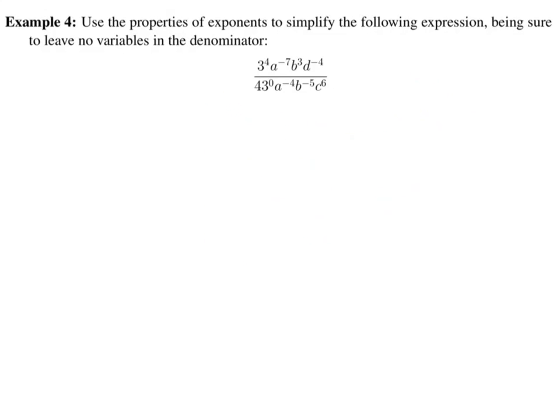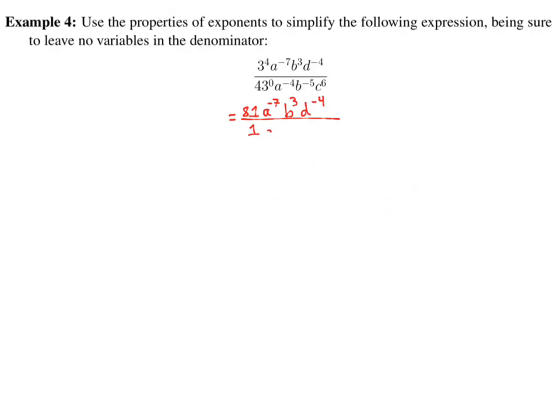Oh, look at this. This is exciting because check this out. You got 3 to the 4th, and you got all its a's and b's and, I guess, d's up top. You got 43 to the 0th power. That's not a lot of 43s. Okay, so up top, 3 to the 4th is 81. I'm just going to rewrite the a's and b's and d's.